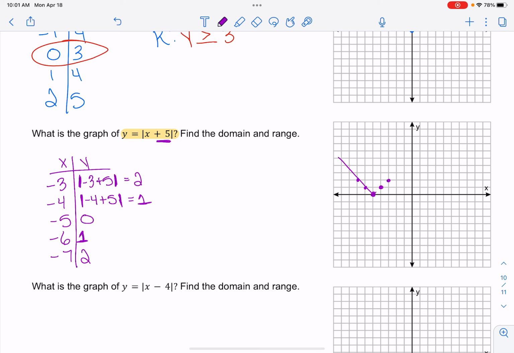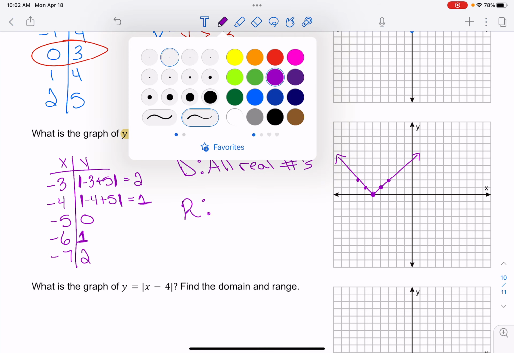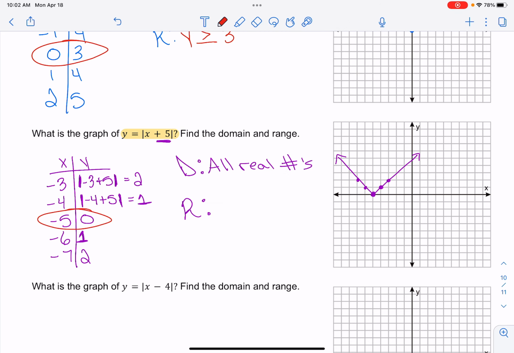And connect them into our V. The domain, always all real numbers. And our range, again, you want to pay attention to your vertex. So it is y, and then our y value at our vertex is 0. If we look at our graph, notice that we open up, so that means we will have greater than or equal to. So y is greater than or equal to 0.